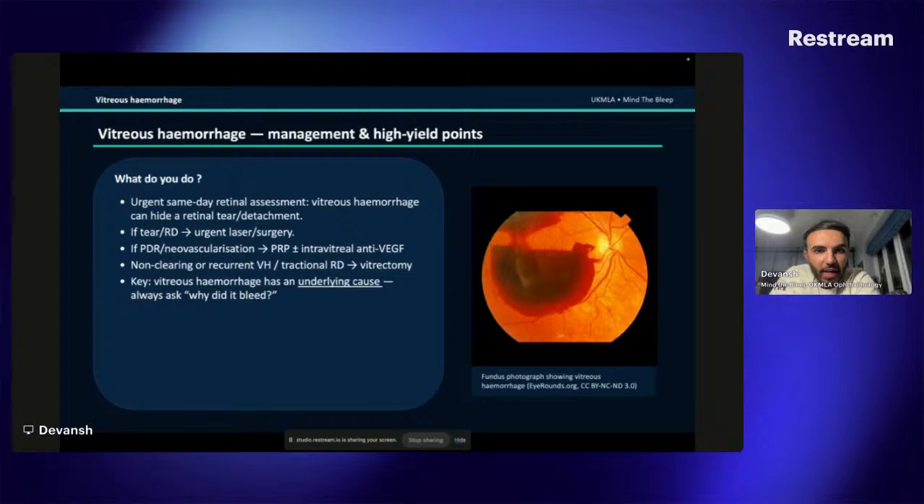If there's an underlying tear in the background, then we can, of course, take the patient for surgery into theaters. And if, despite all of this, our vitreous hemorrhage isn't improving, then we can perform a vitrectomy instead, which is just removal of the vitreous itself. Key thing to always ask for these patients is why. Why have they had a vitreous hemorrhage in the first place? It's often due to a pre-existing cause like detachments or neovascularization that we've discussed.